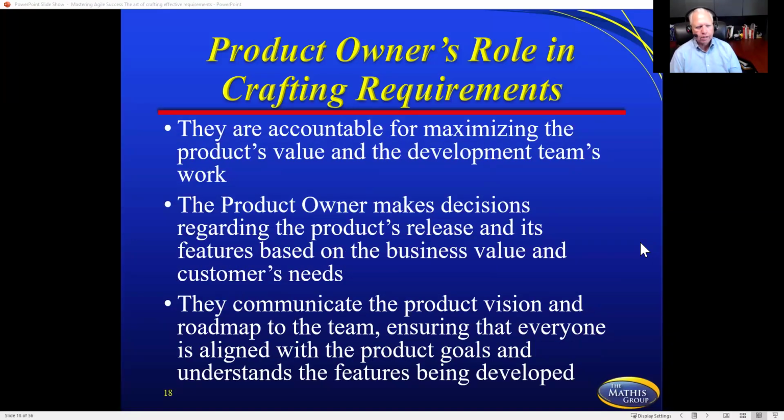They're accountable for maximizing the product's value and the development team's work. They make decisions regarding the product releases and its features based on the business value and the customer need, and they communicate the product vision and roadmap to the team. They understand the vision of the customer. They understand about the releases.